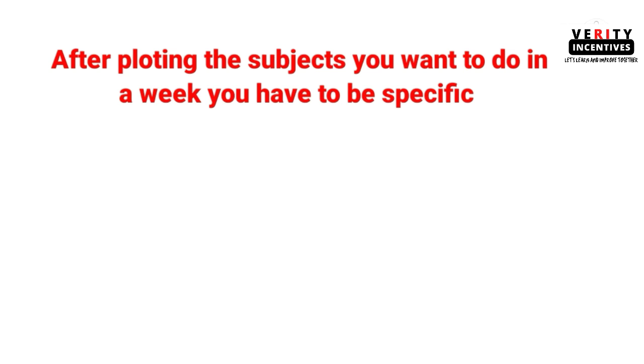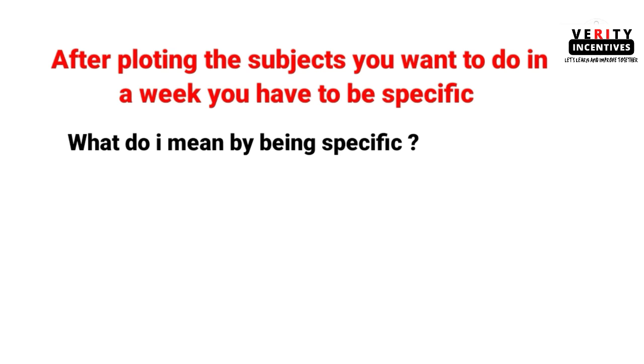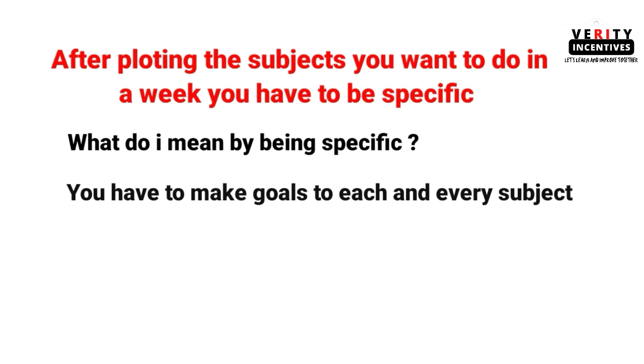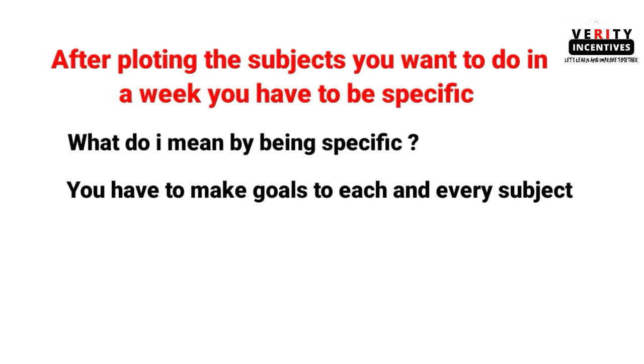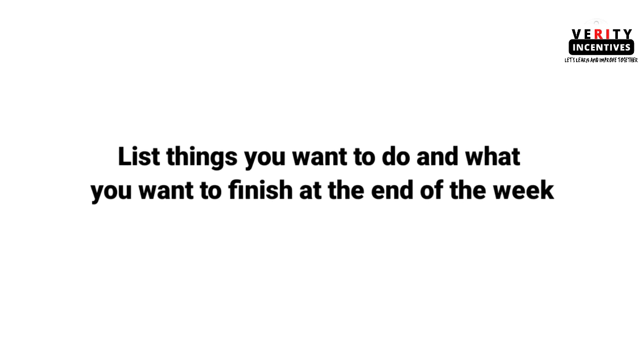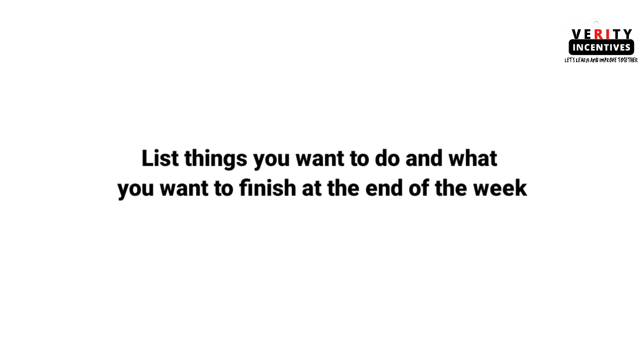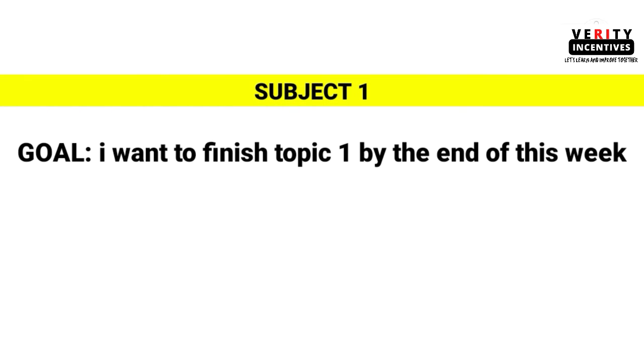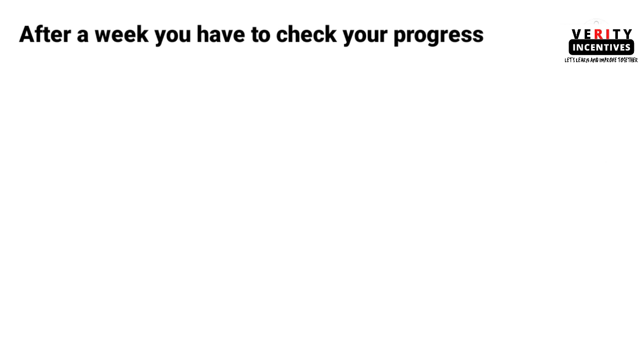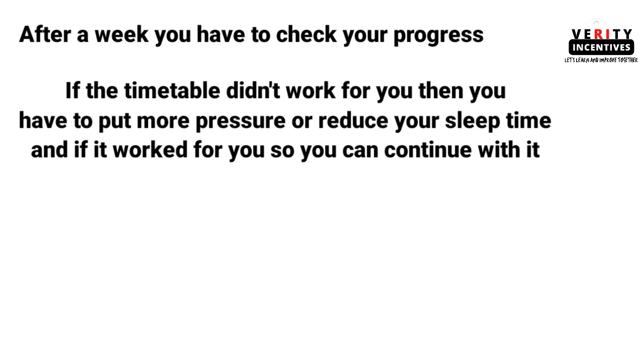So after plotting the subjects you want to do in the week you have to be specific. What do I mean by being specific? You have to make goals for each and every subject, like this one. List things you want to do in subject 1 and what you want to finish at the end of the week. For example, I want to finish topic 1 by the end of this week. After a week you have to check your progress. If the timetable didn't work for you then you have to put more pressure or reduce your sleep time, and if it worked for you you can continue with it.